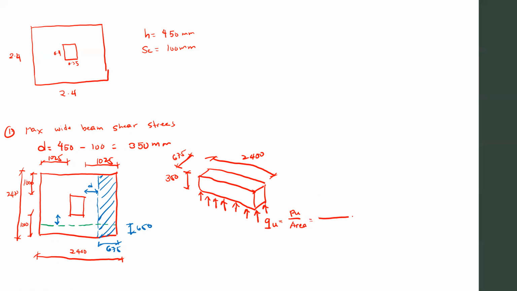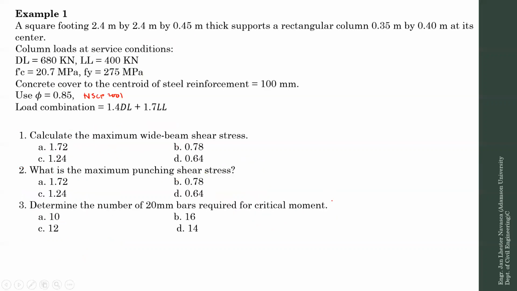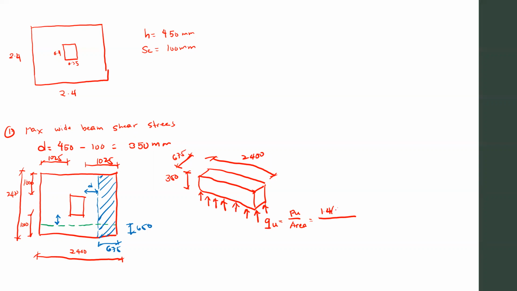Yung PU natin comes from the load combination 1.4. What is our dead load? 680. Our live load is 400. Okay. Divided by 2.4 by 2.4. It should be in meters. So convert ko na lang to in meters. So this is 2.4. This is 0.35 and this is 0.675.